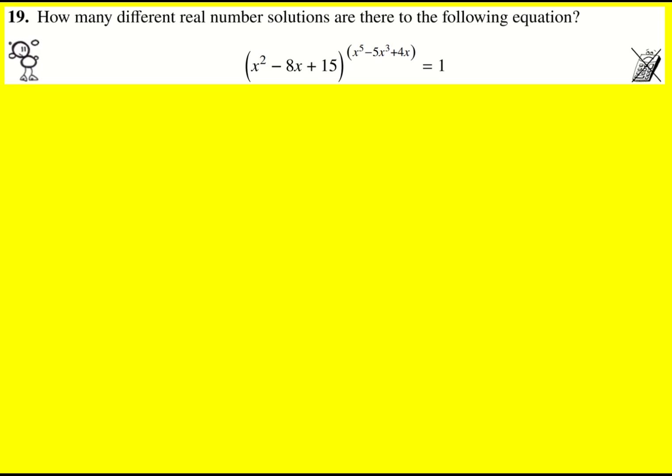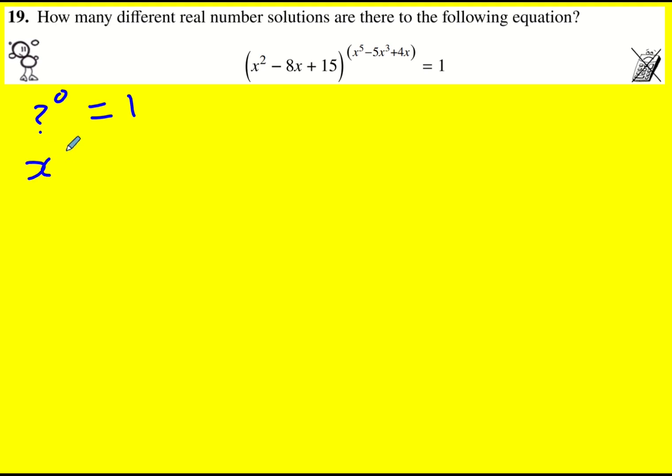I'm a big fan of these sorts of questions. So, a quadratic to the power of, in this case, a quintic is equal to 1. But it's not as bad as it seems. The things to think about are as follows. Any number that's non-zero to the power of 0 is equal to 1.